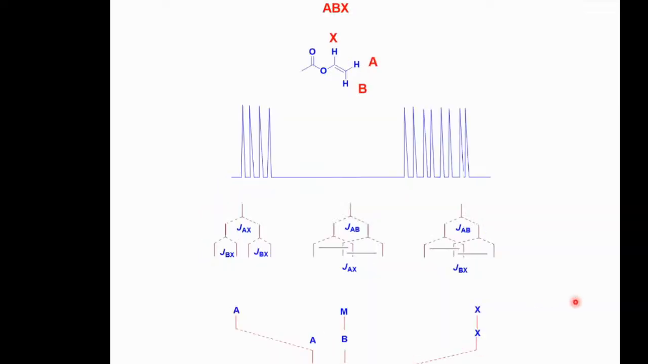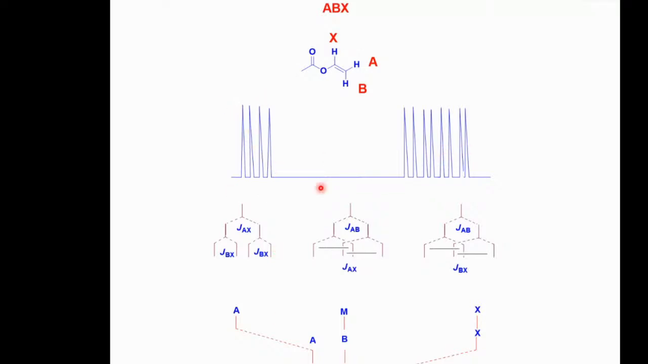Now, suppose instead of AM and X, which are like three well-separated English alphabets, so three bunches of double doublets well separated. And suppose two of them come together. Suppose A and M come together to become AB. Then the pattern slightly changes. So AB comes as a single bunch of 8 lines, and X comes well separated. So this is ABX pattern.